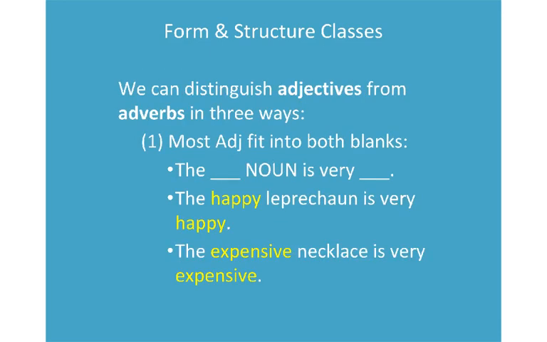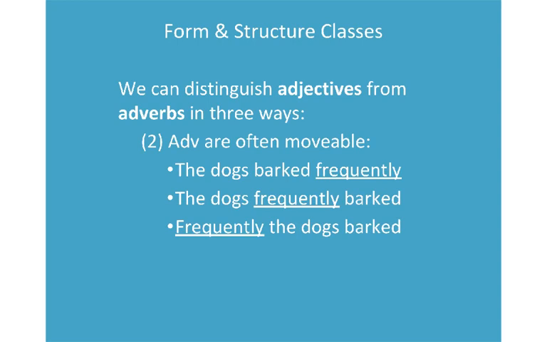We can distinguish adjectives from adverbs in 3 ways. 1, most adjectives fit into both blanks. The blank noun is very blank. That's a good indication that the word there is an adjective. The happy leprechaun is very happy. The expensive necklace is very expensive. This is a boring sentence, and they're not saying to write a sentence like that, but they're saying to test whether or not a word is an adjective. Try creating a sentence like this with it and seeing if it makes sense. 2, you can also distinguish adjectives from adverbs by, adverbs are often movable.